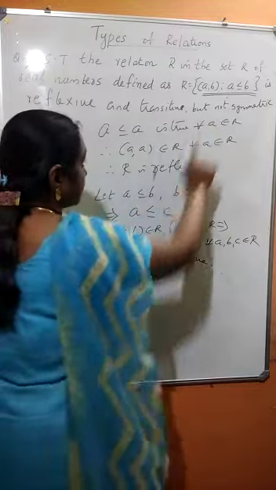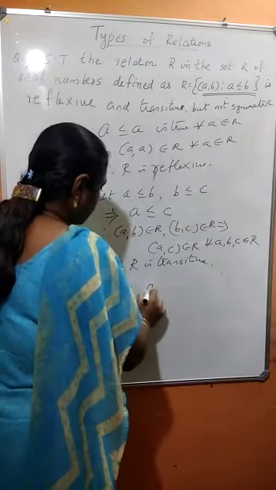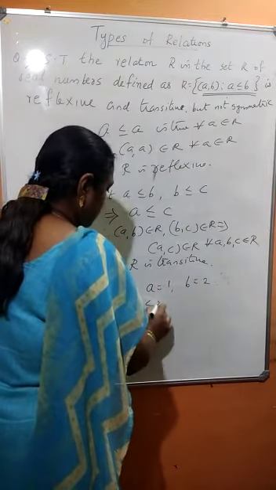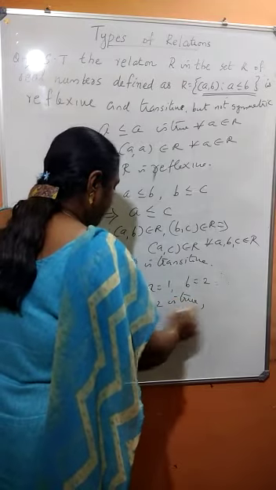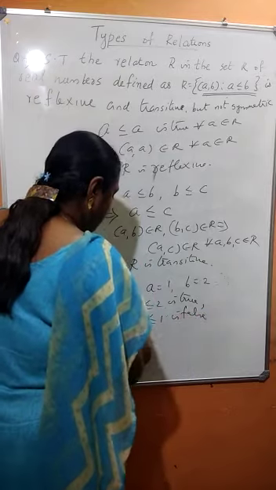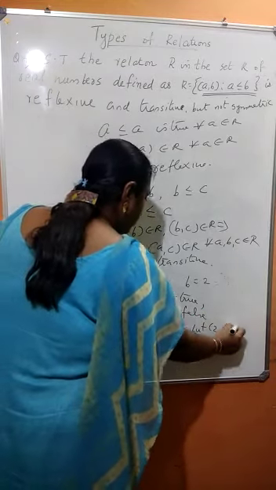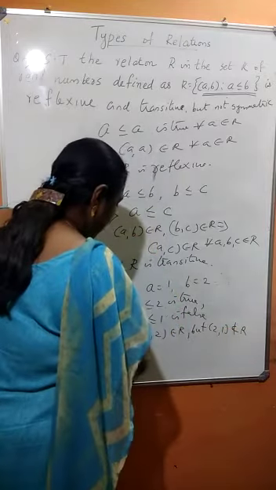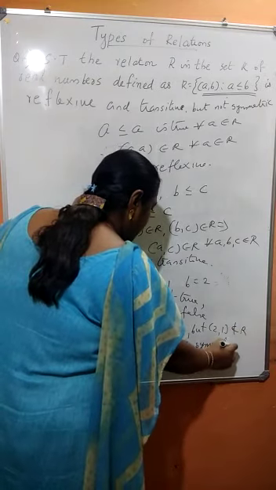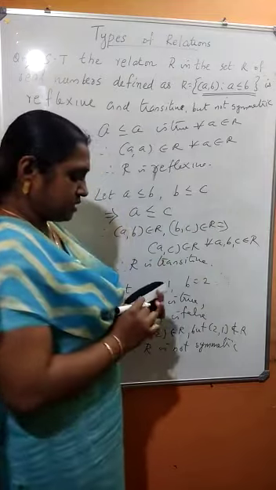But for proving not symmetric, we have to take one example. We can take the example like this: a equal to 1 and b equal to 2. So 1 is less than or equal to 2 is true, but 2 is less than or equal to 1 is false. So this means (1, 2) belongs to R, but (2, 1) does not belong to R. So R is not symmetric. So we can see that this particular relation is reflexive and transitive, but it is not symmetric.